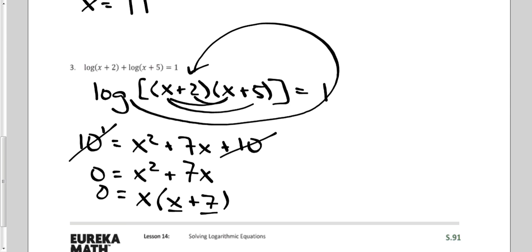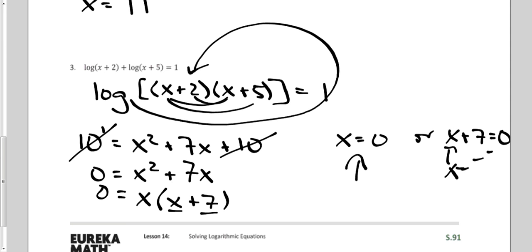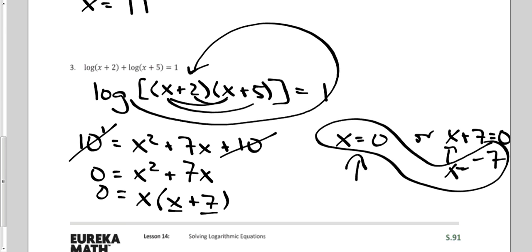So then I get 2 statements. I get x equals 0 or x plus 7 equals 0. And then I solve for x, right? This one's already solved. What's this x? Yeah, so I subtract 7 from both sides, I get x equals negative 7. And those are my 2 answers.